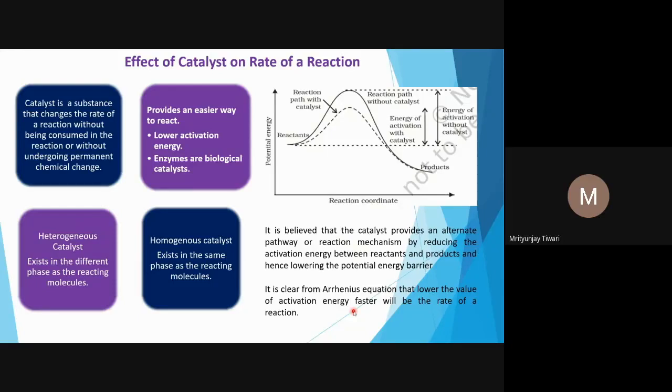And if the value of EA is more, then A divided by e to the power EA by RT will be lower, so the rate constant will be lower, and the reaction rate will be lower.